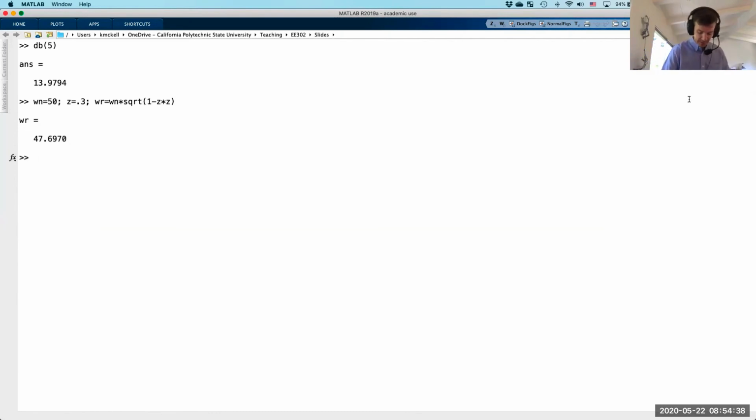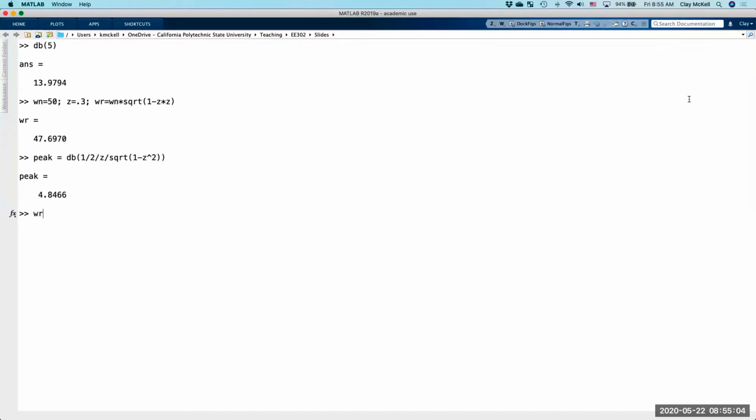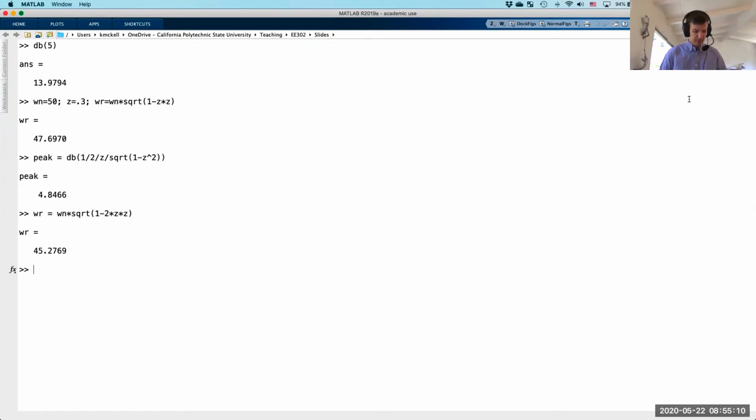47.7 radians per second. And the peak height, so peak is going to be the dB value of 1 divided by 2 divided by zeta divided by square root of 1 minus zeta squared. Did I flub this? I think I got the wrong expression for the resonant peak. Isn't it 1 minus 2 zeta squared? Yeah. Omega n times square root of 1 minus 2 zeta squared. There you go. Okay, we would have been off by 2 radians per second. That's what's nice about log plots, is it takes those errors and just kind of squashes them away.